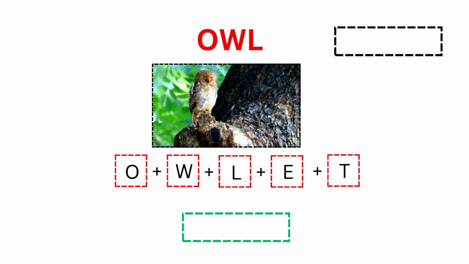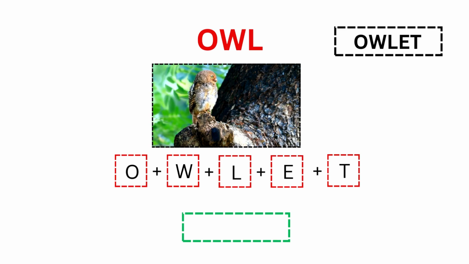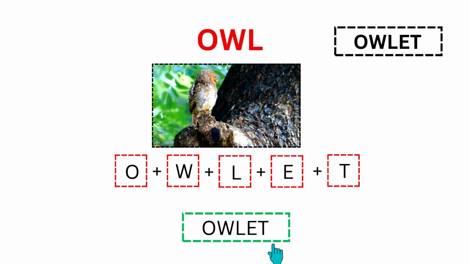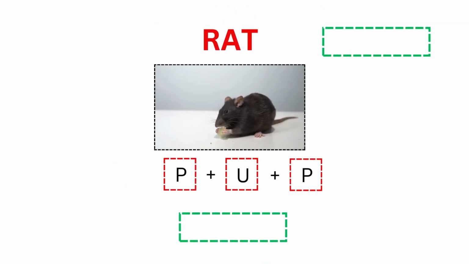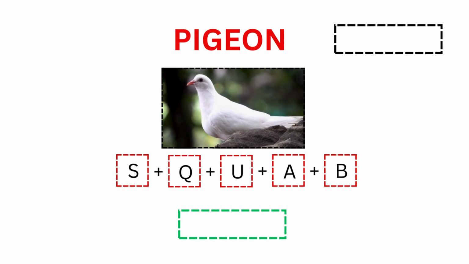A baby owl is called an owlet. owl के बच्चे को owlet कहा जाता है. OWLET, owlet. Number 29 is rat. A baby rat is called a pup. rat के बच्चे को pup कहा जाता है. PUP, pup. Number 30 is pigeon.